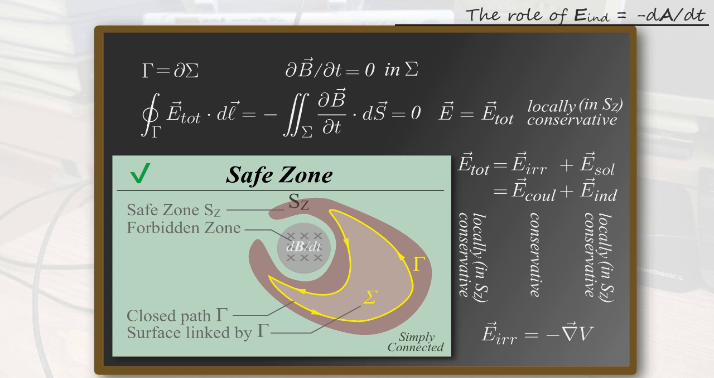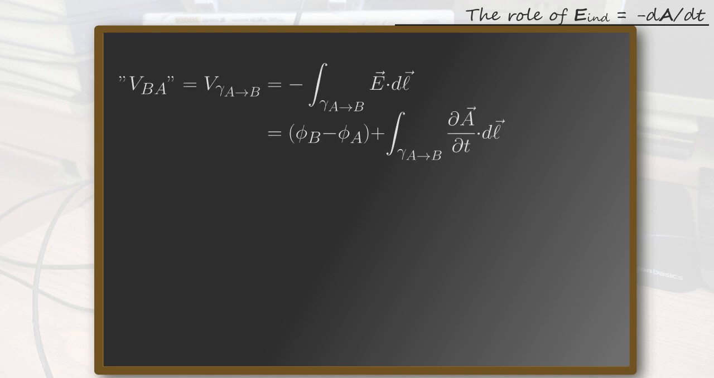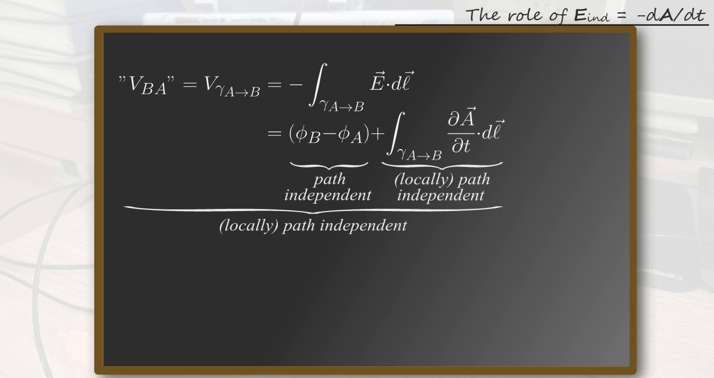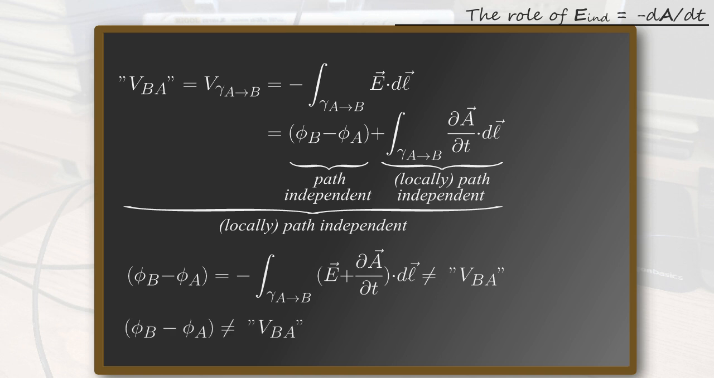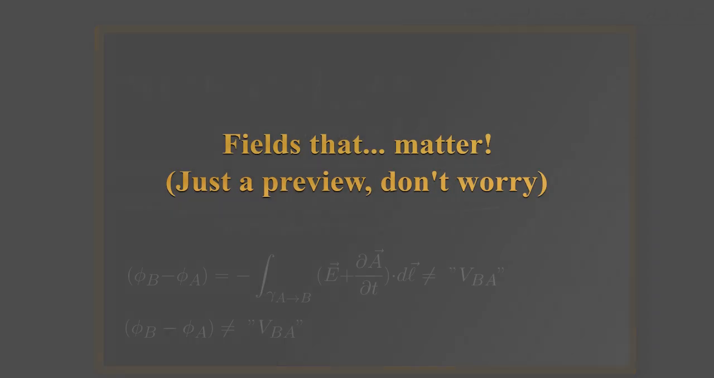But anyway, if the circulation of E induced is zero on any closed path within a simply connected region of space, the induced voltage between any 2 points in this region will assume the same value regardless of the path joining them. This implies that voltage, which in this region of space becomes the sum of two path-independent quantities, ends up behaving like a potential difference, even if it is not the scalar potential difference component alone.